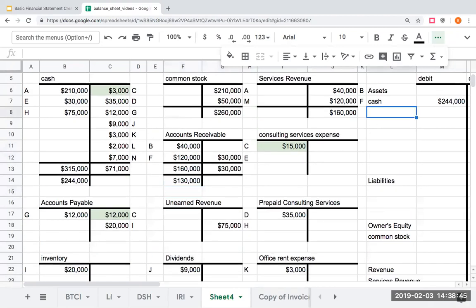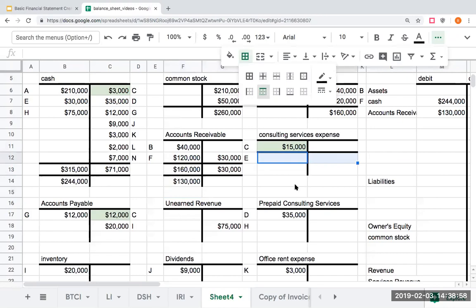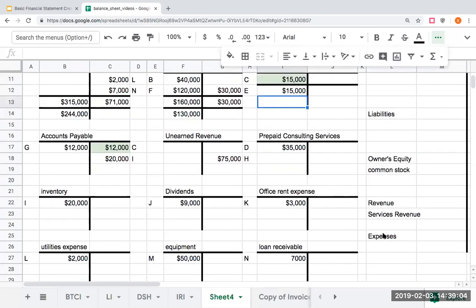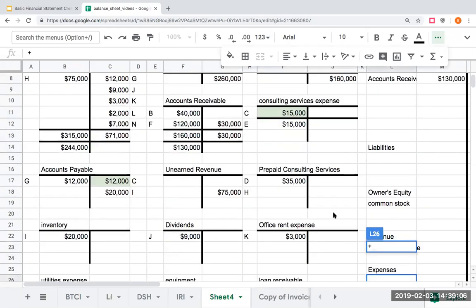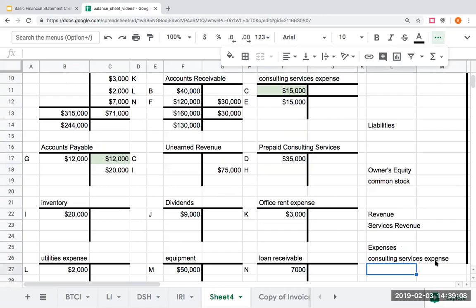So what I do now is put accounts receivable, which is an asset, meaning a customer has to pay me in the future, of 130,000. The next thing I'm going to do is total up consulting services expense. Right here, this is going to be $15,000. I'm going to put my consulting services expense right here as a debit.